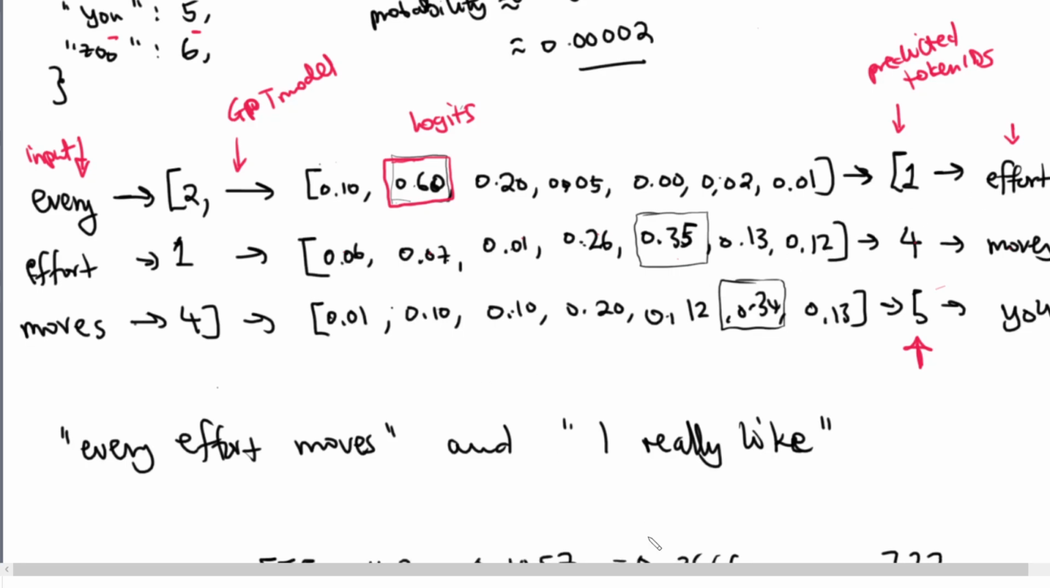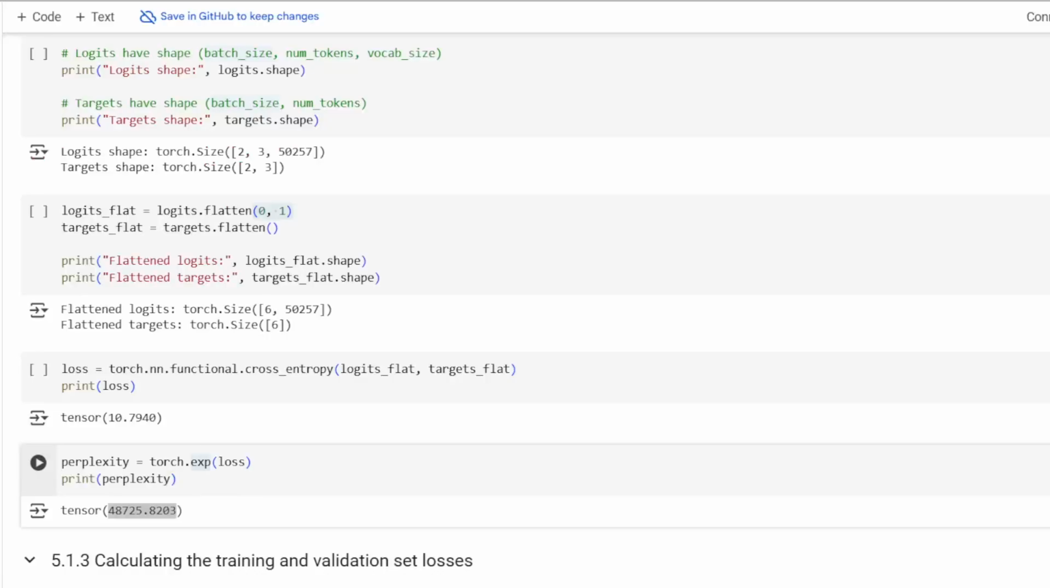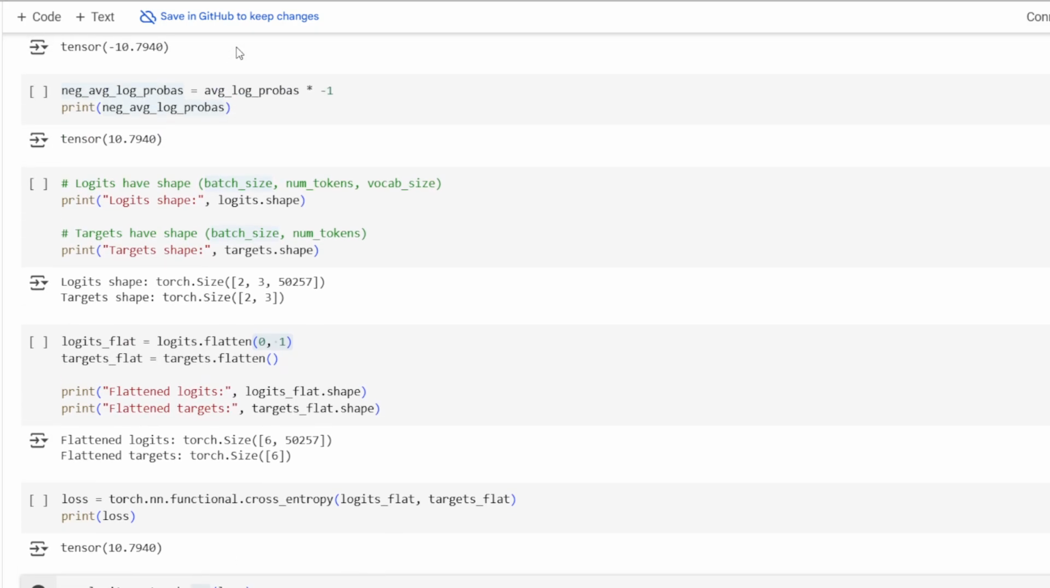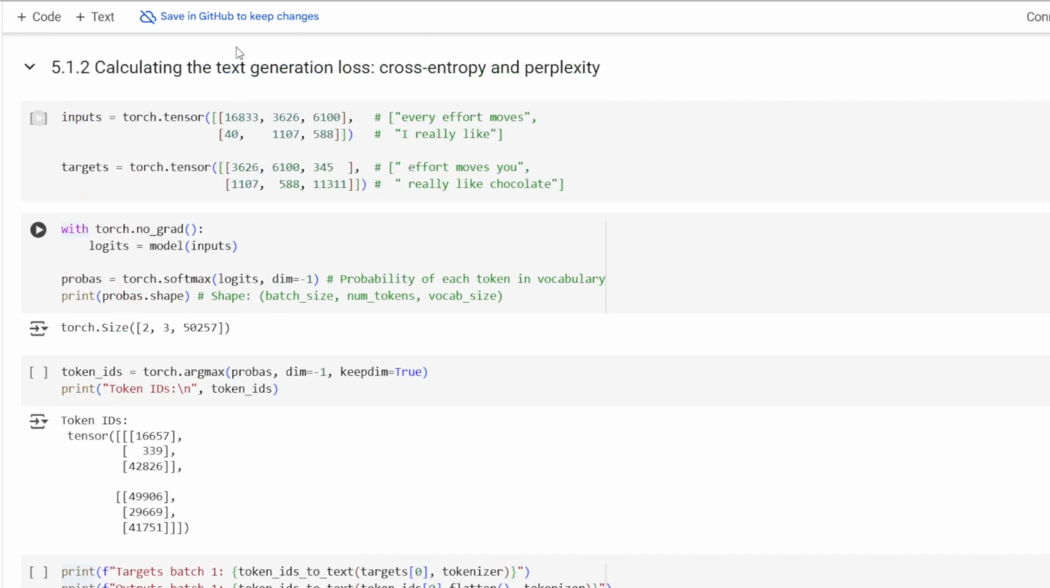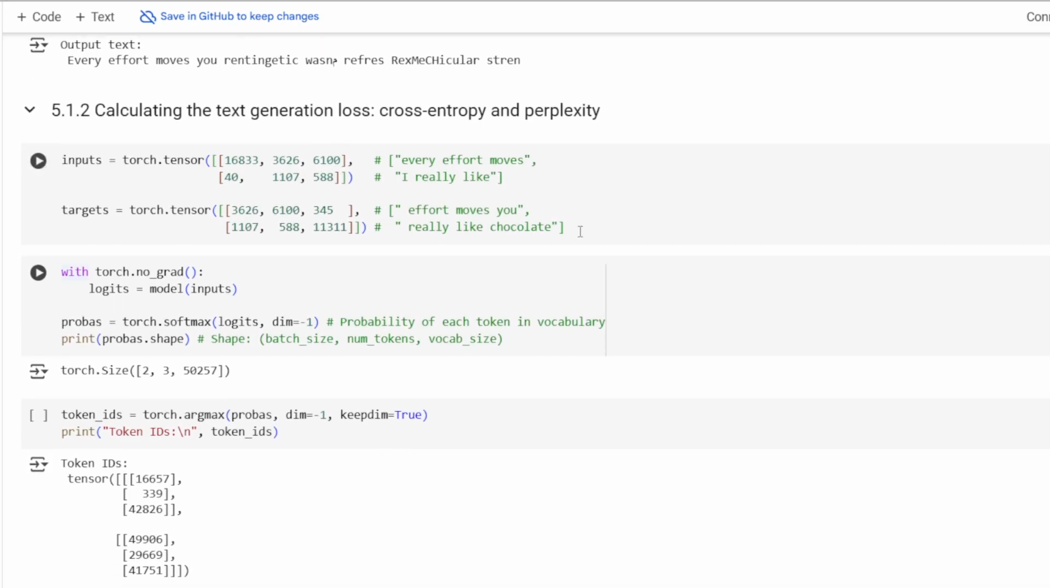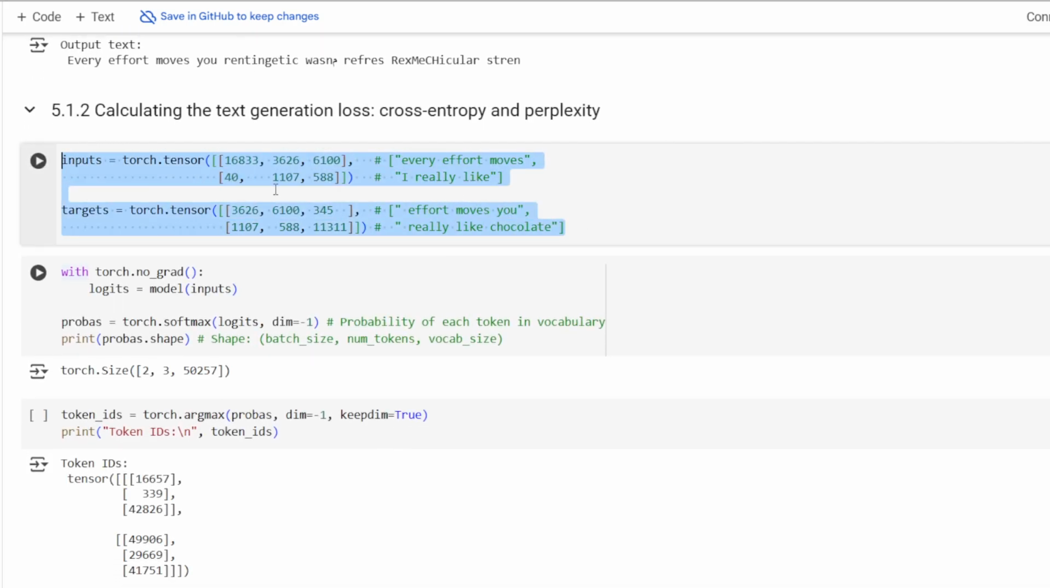When we have those, let's just go to Google Chrome so we can see this set up. In our Google Chrome, this is us setting those up. We have these inputs, "every effort moves", and then we have these token IDs, 4107, 583, "I really like". And we have our targets. Our targets are going to be this and that for the second input and this for the first input.